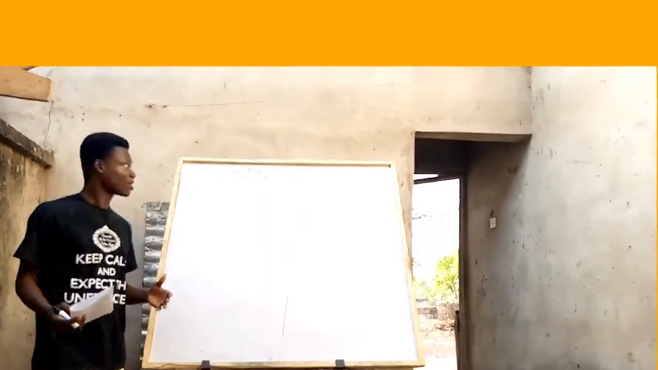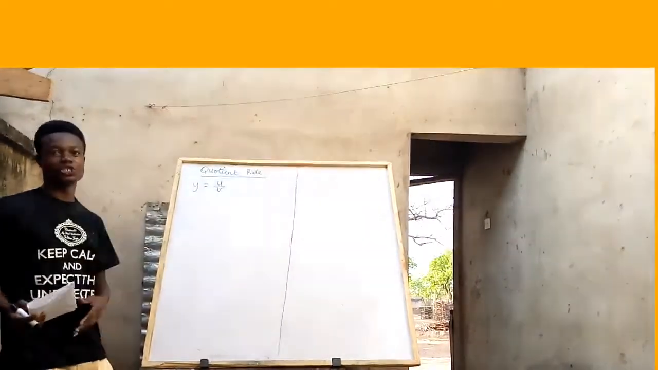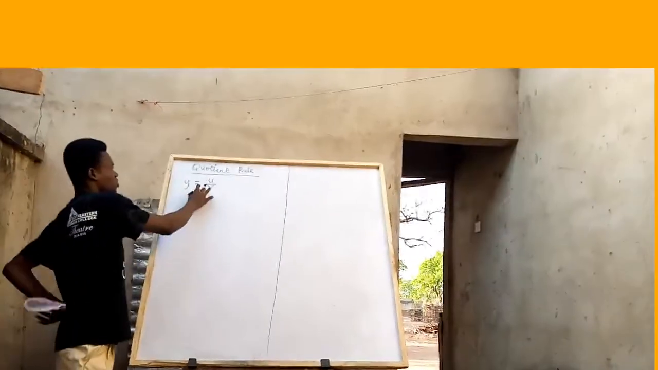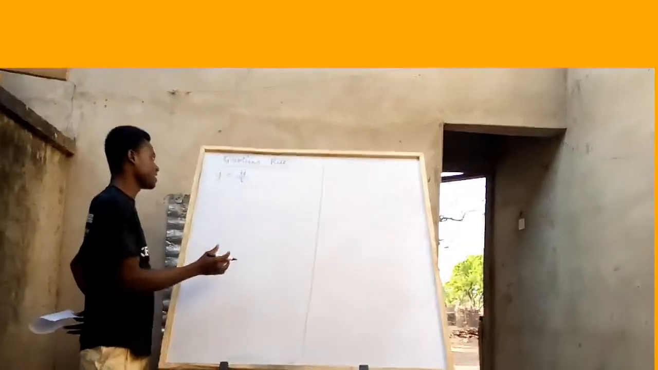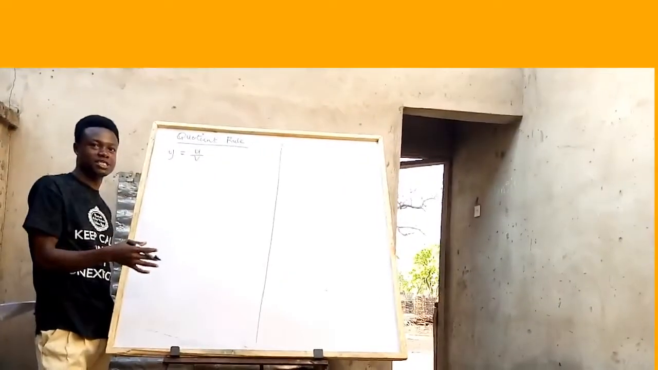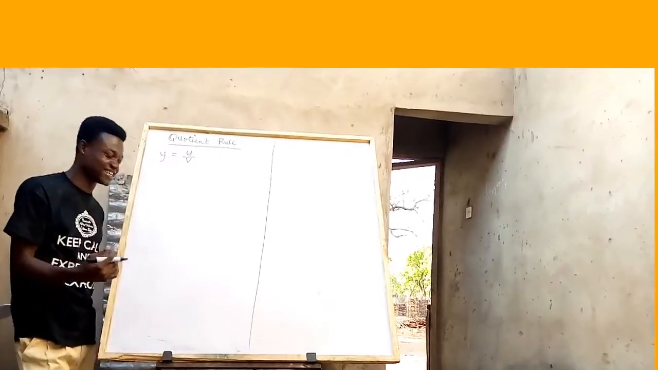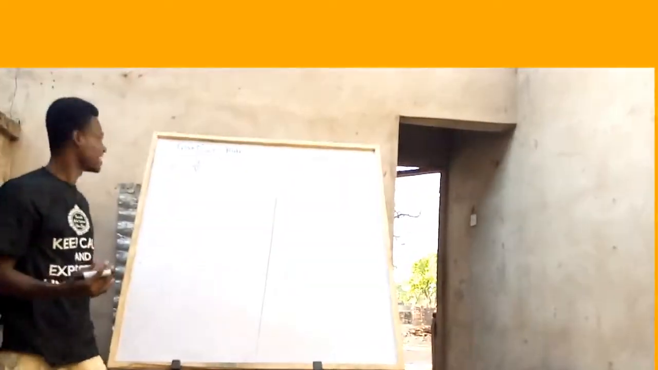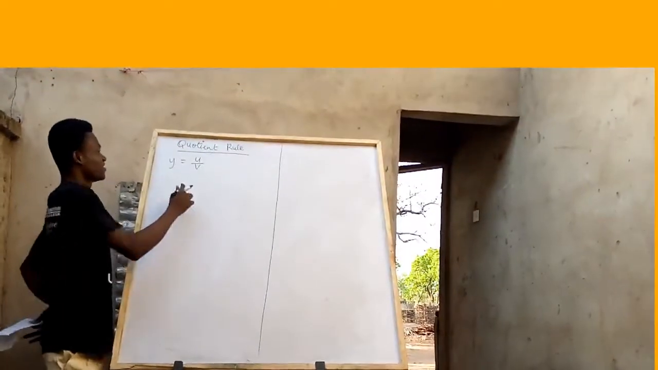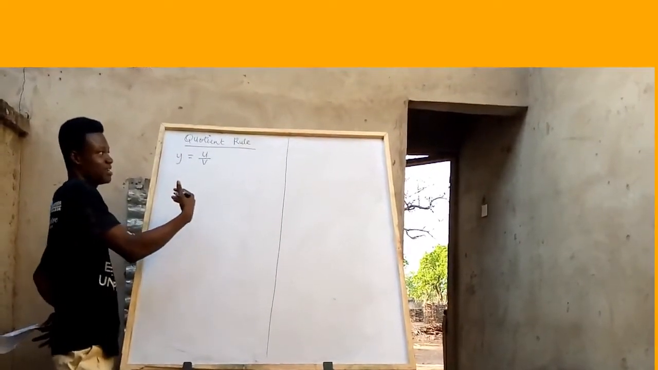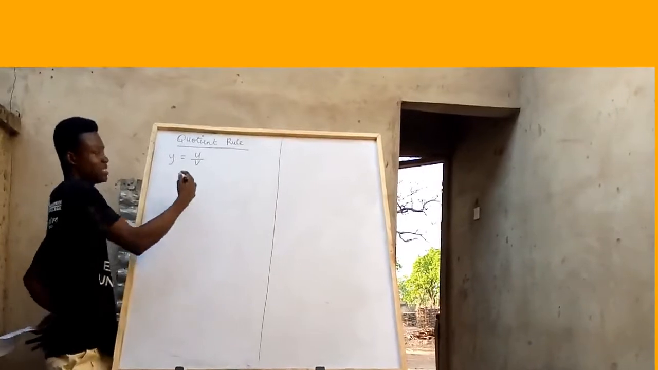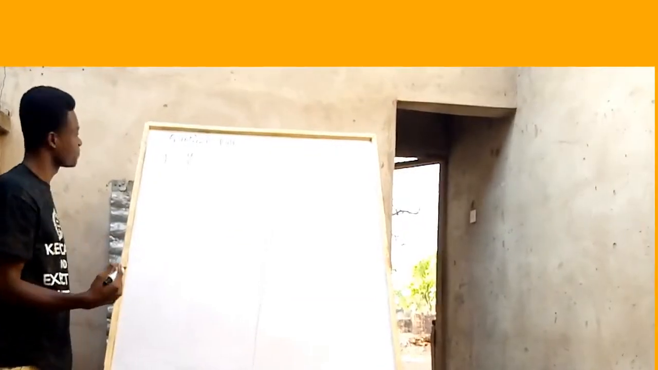Okay, so we're talking about the quotient rule. When I have y is equal to u over v, what comes to mind is that I have a numerator over a denominator. So this is the numerator, this is the denominator. Whenever we express something which can be written in the form of a numerator over a denominator, that is a quotient.